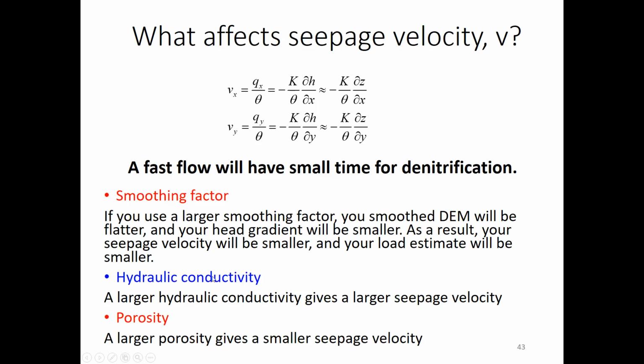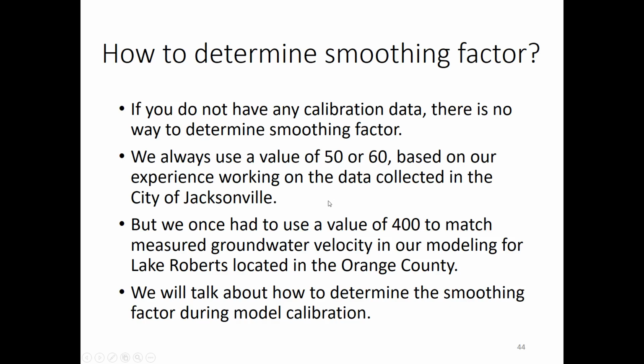So hydraulic connectivity, that's pretty straightforward. If you have a high hydraulic connectivity, then you would have a high velocity. And for porosity, if you have a high porosity value, you have a smaller load. That's a pretty straightforward thing. And then the question is, how are you going to determine the smoothing factor? The best way to determine the smoothing factor is to have calibration data, which means measured hydraulic head. Then you can compare measured hydraulic head with the smooth DEM to determine the best factor. We're going to talk about this in our Drillington Creek modeling example.